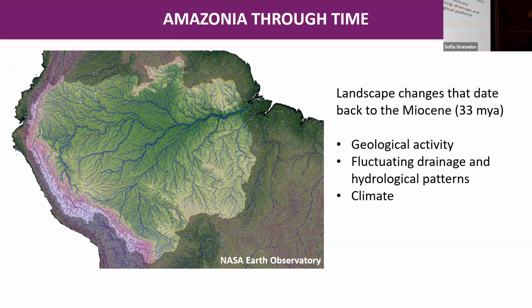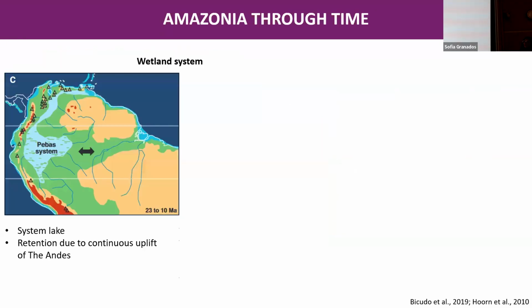However, the Amazon, as we know it right now, wasn't always like that. This region has experienced a lot of changes that date back to the Miocene, and these changes are due to geological activity, fluctuating drainage and hydrological patterns, and also climate change. So I'm going to talk a little bit about this history because it is important for our species.